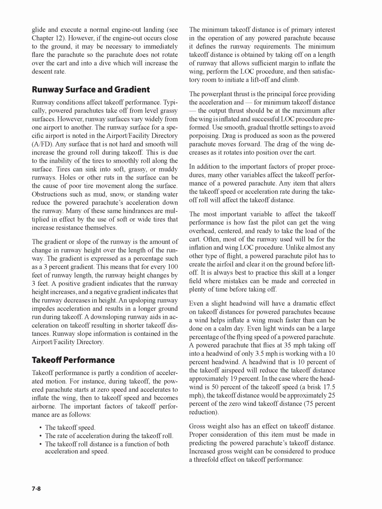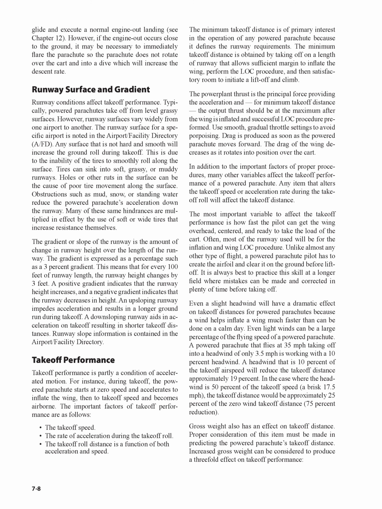The gradient or slope of the runway is the amount of change in runway height over the length of the runway. The gradient is expressed as a percentage such as a 3% gradient. This means that for every 100 feet of runway length, the runway height changes by 3 feet. A positive gradient indicates that the runway height increases, and a negative gradient indicates that the runway decreases in height. An upsloping runway impedes acceleration and results in a longer ground run during takeoff. A downsloping runway aids in acceleration on takeoff, resulting in shorter takeoff distances. Runway slope information is contained in the airport/facility directory.